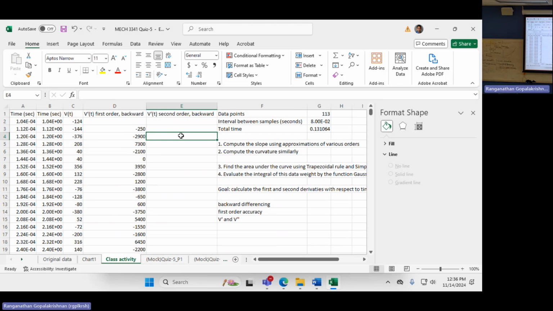So if I want second order accuracy, V dashed of Ti, second order accuracy backward differencing, would be 3 times V of Ti minus 4 times V of Ti minus 1 plus V of Ti minus 2, divided by 2 delta T.